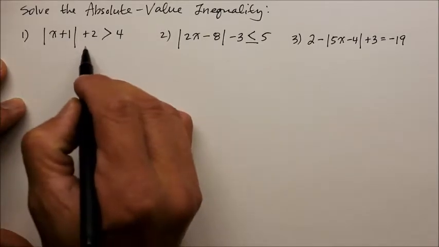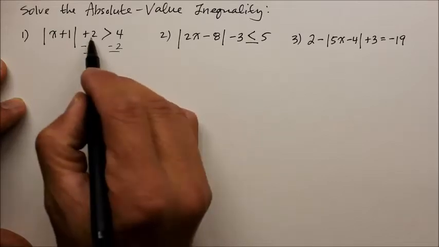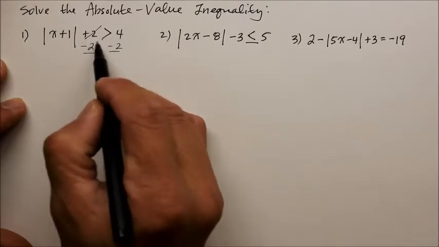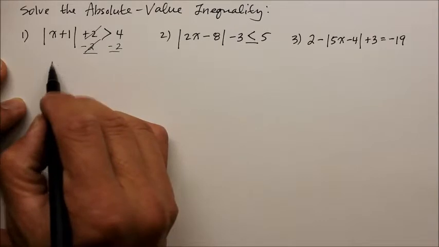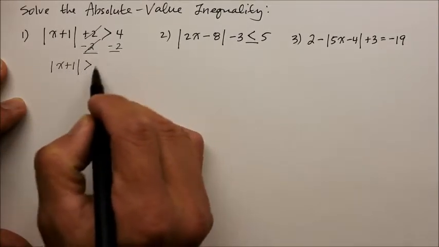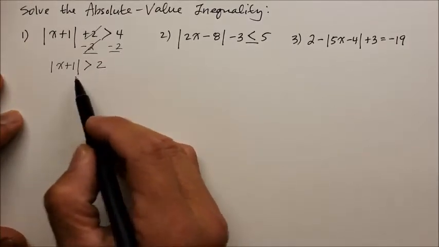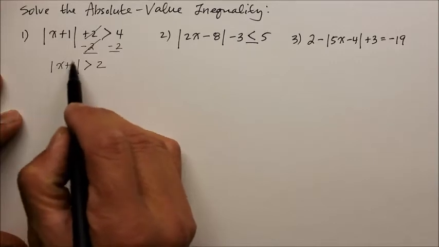To do that, we're going to subtract 2 from both sides of the inequality. So this is an additive inverse, so 2 minus 2, they cancel out. So all you have remaining is now absolute value of x plus 1 is greater than 4 minus 2, which is 2. Now that the absolute value is by itself, you can solve for whatever's inside the absolute value.